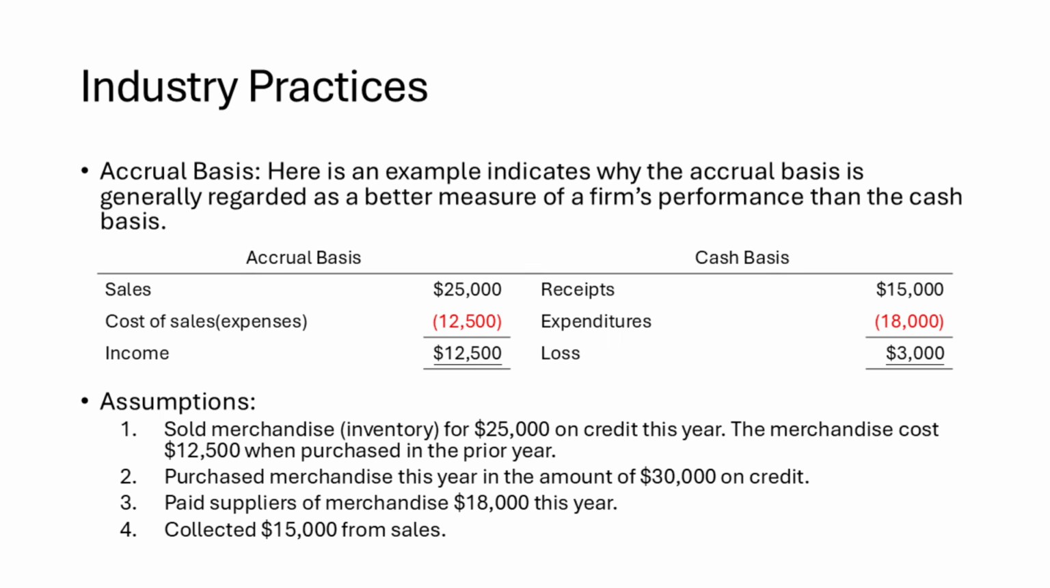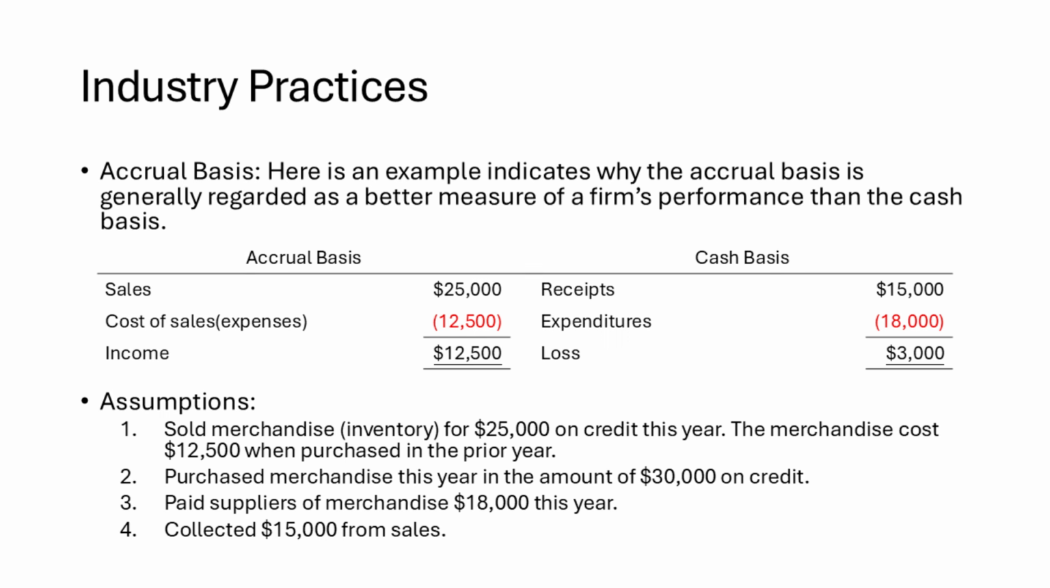2. Purchased merchandise this year in the amount of $30,000 on credit. 3. Paid suppliers of merchandise $80,000 this year. 4. Collected $50,000 from sales. The accrual basis indicates a profitable business, whereas the cash basis indicates a loss. The cash basis does not reasonably indicate when the revenues were earned or when to recognize the costs related to the earned revenue. In practice, the accrual basis is modified.